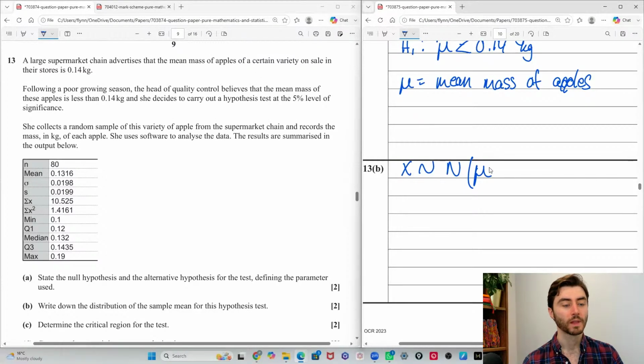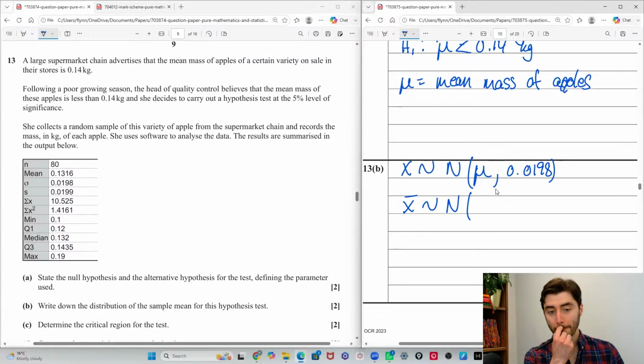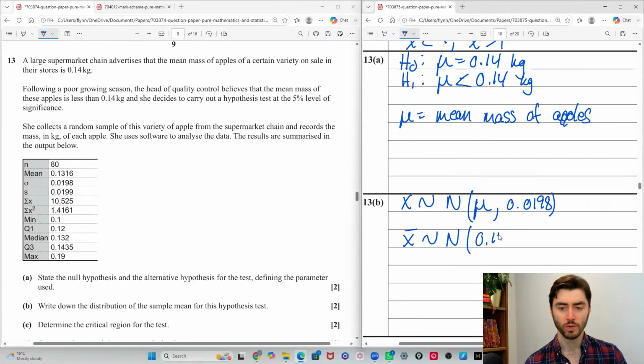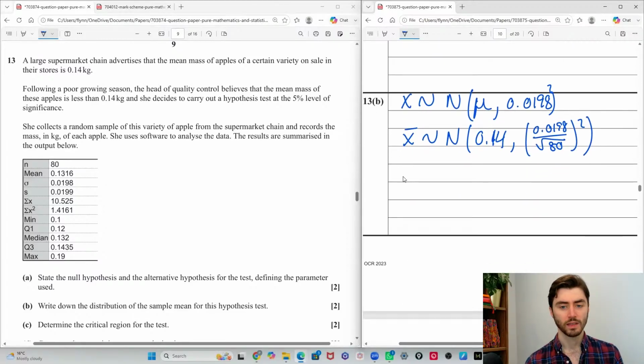Distributed normally with a mean. We're going to assume that the standard deviation is the same. So for these 80, I think these 80 have a standard deviation of that. So X is distributed with this. I'm going to take that as being the standard deviation of a single apple as opposed to the 80. So I'm then going to say that X bar is distributed normally with, and again, that's going to be 0.14. And that's going to, sorry, that thing's squared. And I'm going to say that 0.0198 all over the root of 80. And that will be my new standard deviation. And I'm going to say the X bar is the mean of 80 apples.